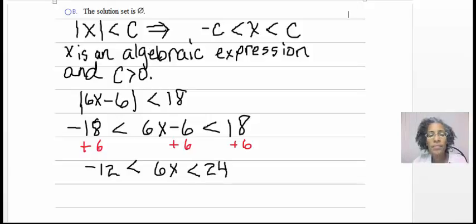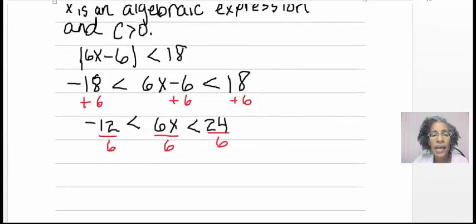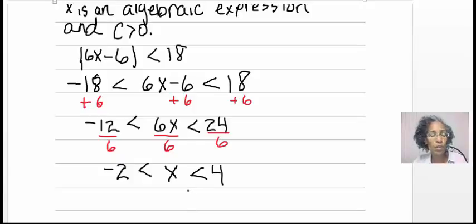All right, and now I'm going to divide by 6. As long as I'm dividing by a positive, I can do it right on this step. If I were dividing by a negative, I would rewrite this expression, divide, and reverse the inequality symbols at the moment I divide. So x is between negative 2 and 4 in order for the absolute value of 6x minus 6 to be less than 18.